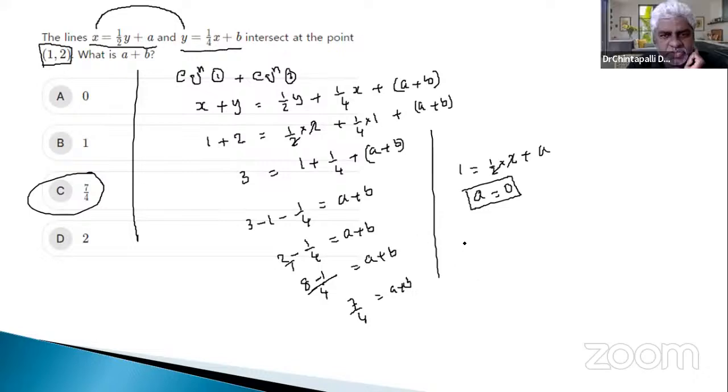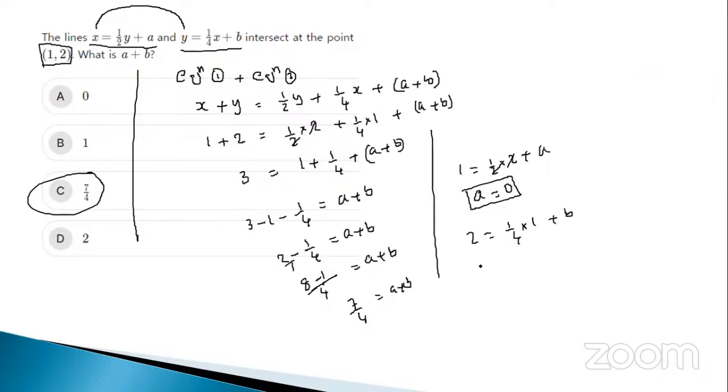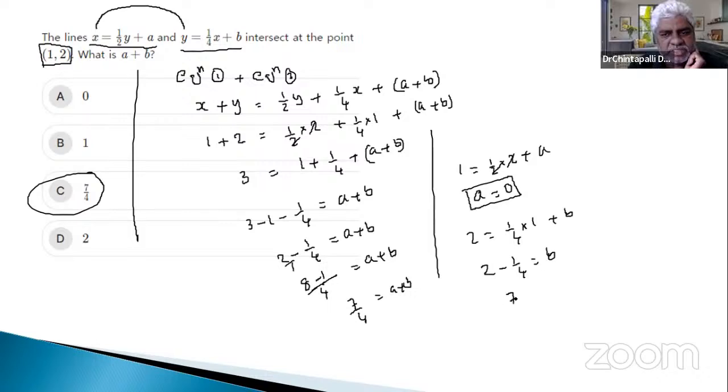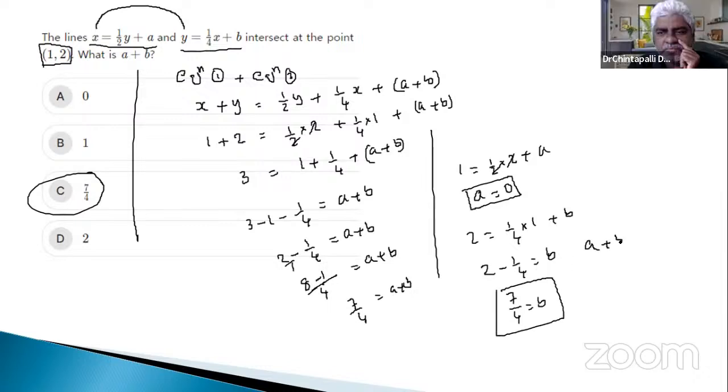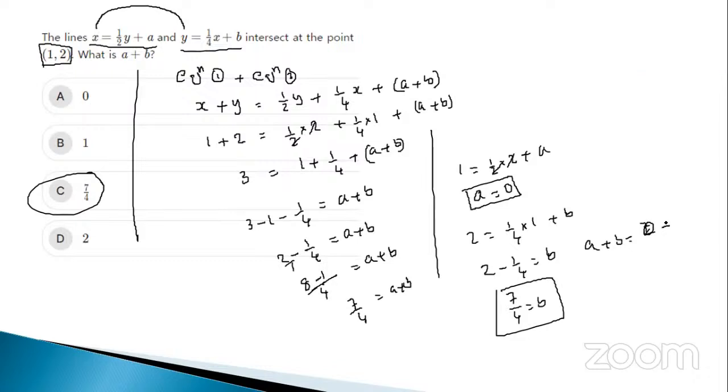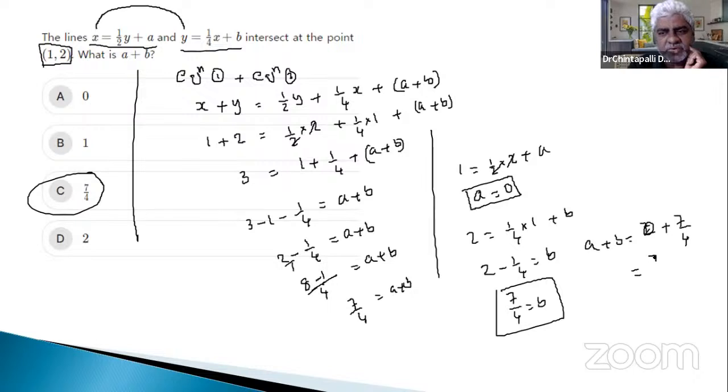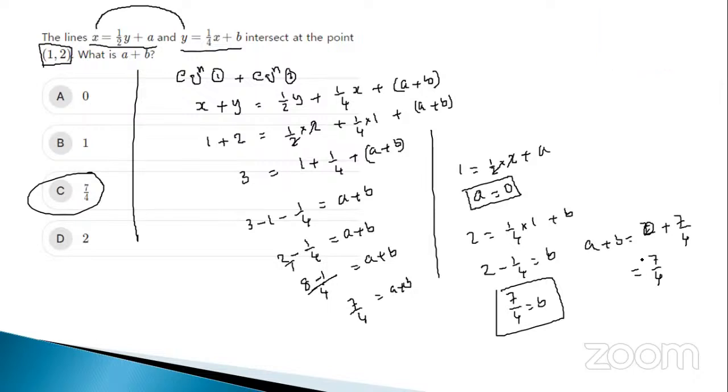Do the same for equation 2. Y is equal, means 2 is equal to 1/4 times 1 plus B. Yes. 2 minus 1/4 is equal to B. 7 over 4 is equal to B. Then A plus B is equal to 0 plus 7 over 4, is equal to 7 over 4. Yes. That's it. Clear? Yes, sir.